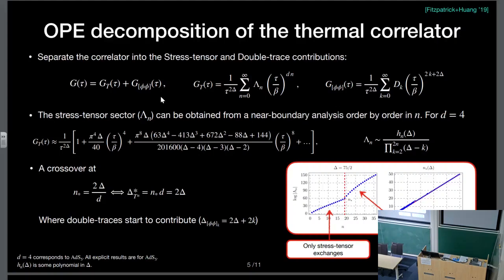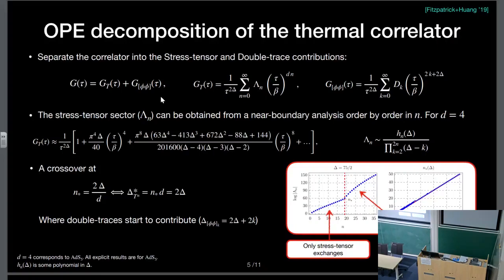Now, initially we thought that this is some numerical error that we're making, it's not converging, but actually this has a fundamental reason. Namely, this crossover happens exactly at the value where the double traces start to contribute. I would like to stress, we're still calculating just the stress tensor sector. We don't have information about the double traces, but even the stress tensor sector knows, through this change, where the double traces start to contribute.